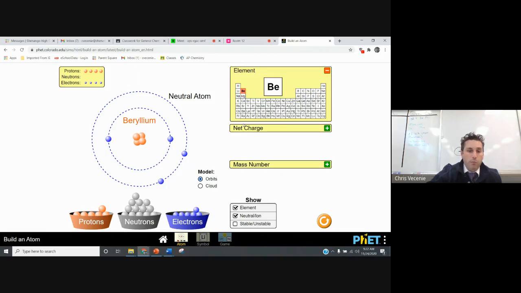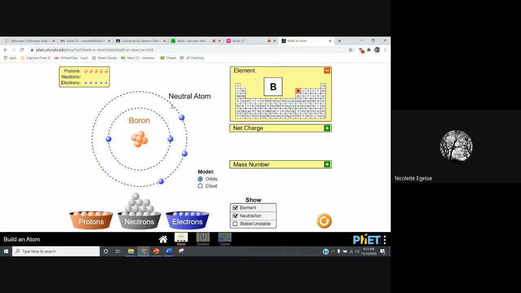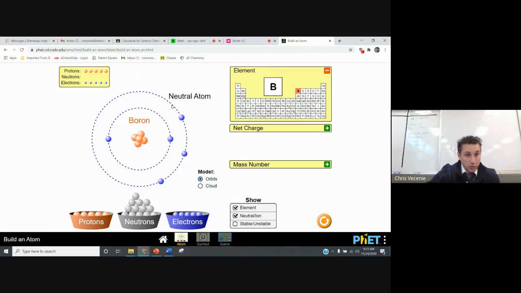All right, so we keep going. We go to boron, right? We're working our way across. That means I add another electron, right? It would go there. All right, Nick, how many rings have electrons on them now? 2. Good. Still just 2 rings of electrons, right? I now just have 2s2, 2p1, right?